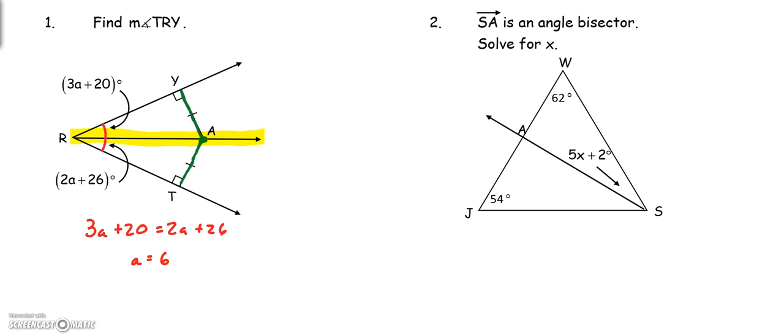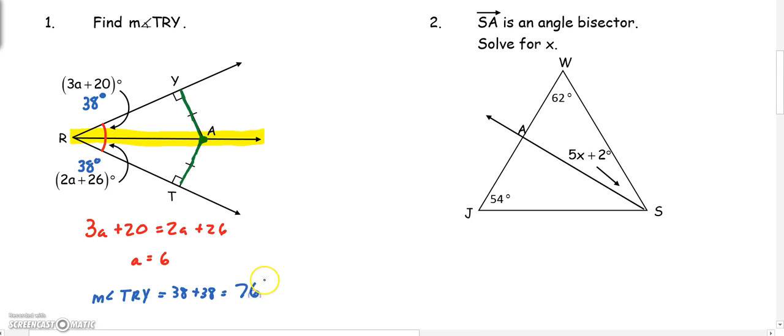If I need to find the measure of TRY, I'm going to substitute 6 in for both angles. So I'm going to substitute 3 times 6 plus 20, which gets me 38 degrees, and 2 times 6 plus 26 also gets me 38 degrees, which makes sense that both angles are 38 degrees because we have an angle bisector. So the measure of angle TRY then is equal to 38 plus 38, which is a measure of 76 degrees.